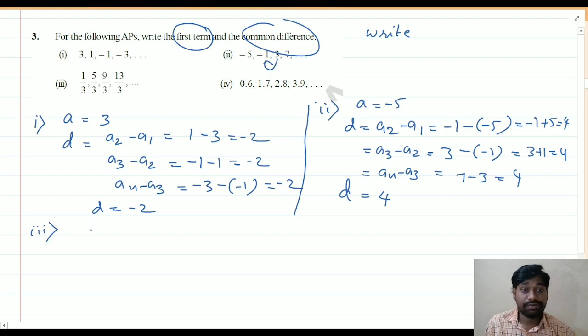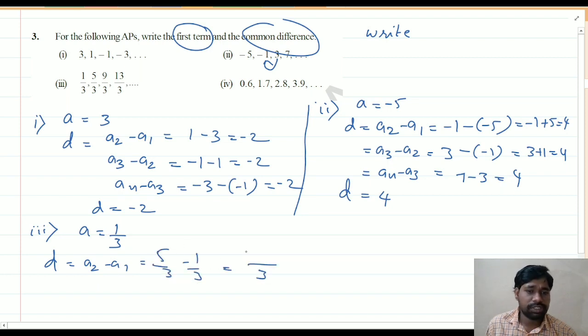So here there is a fraction, sir, and these are like fractions, you can do easily. So 1 by 3 it is. Common difference D is equal to A2 minus A1, which can be written as 5 by 3 minus 1 by 3. So directly the numerators we can subtract. 5 minus 1 is equal to 4 by 3. A3 minus A2 is equal to 9 by 3 minus 5 by 3. It is also 4 by 3.